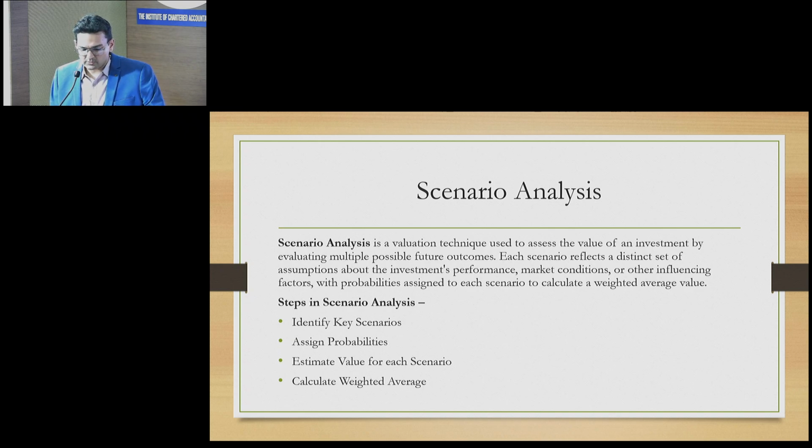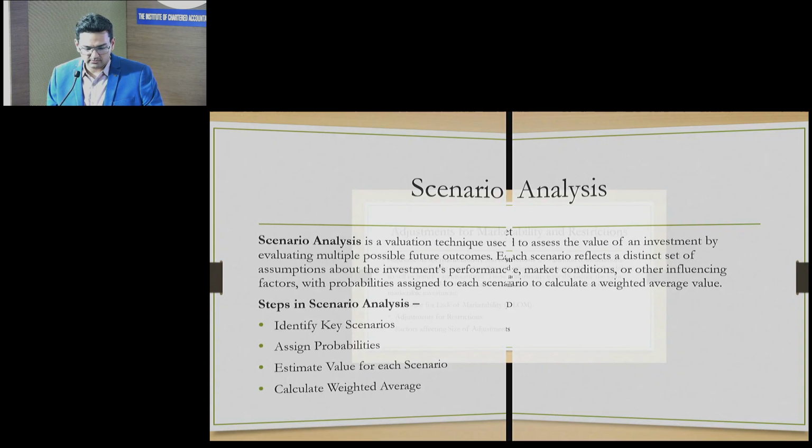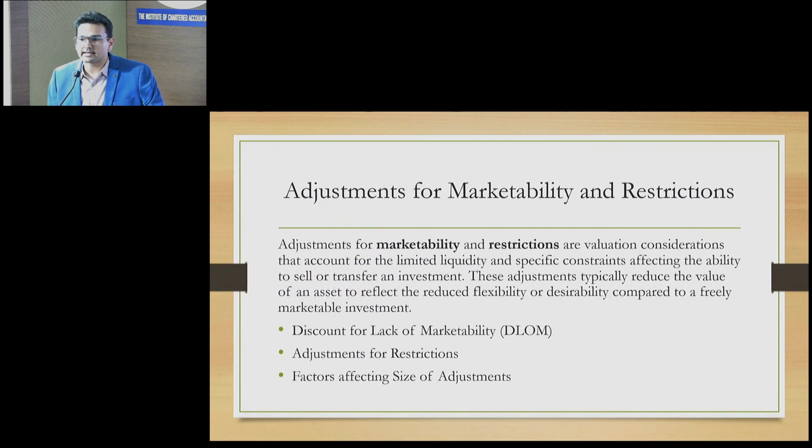Then one important part that comes over here is, when it is listed, you are okay to still quote the public market rate, but when it is unlisted and you're using a comparable method or even a discounted method, the problem that comes in is adjusting for marketability. So issues like DLOM are there, right? So certain more adjustments are required to be made. It could be discount on lack of marketability, adjustments for restrictions, and factors affecting the size of adjustments, right? So these are some broad ways to look at it.